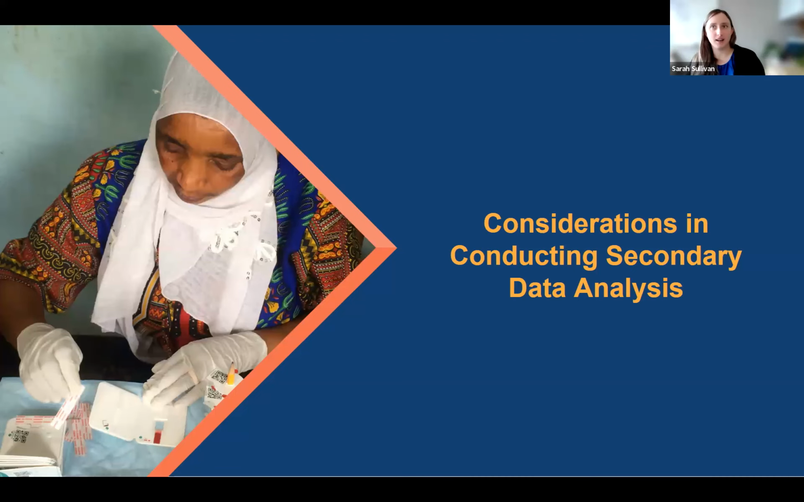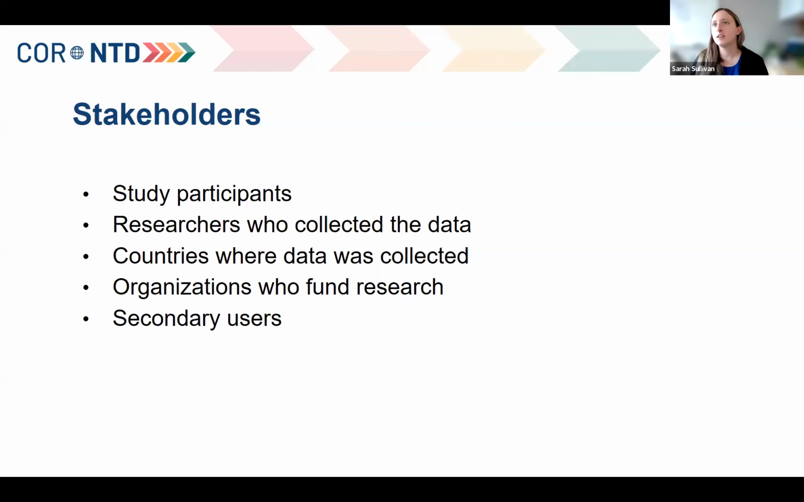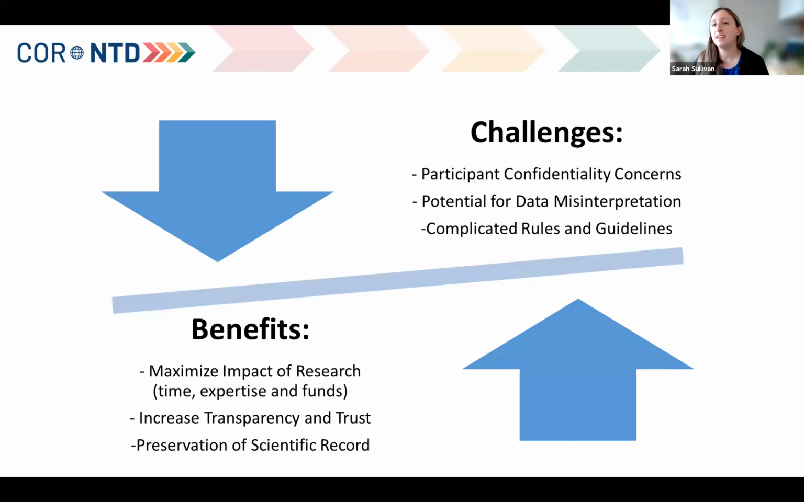So I've talked a lot up till now about sharing secondary data, but I want to now focus on when you're conducting secondary data analysis. You are the person who didn't collect this data and you want to conduct analysis based on someone else's data. So we have a lot of stakeholders in this. It's not just our secondary users that are involved, we also have the people who participated in the study, the researchers who collected the data, the countries where data was collected, and the organizations who funded the research. And while there are benefits, there are also challenges.